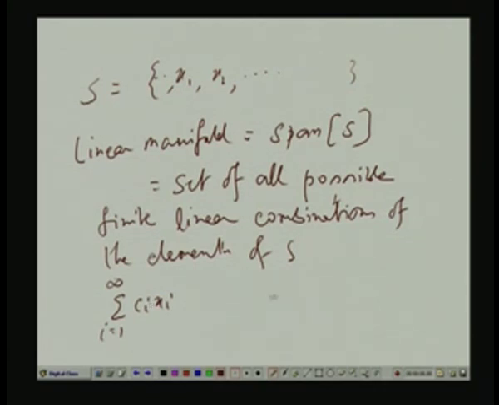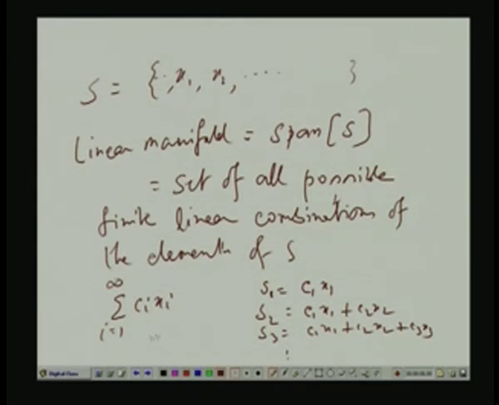The way we write it is, we write some finite sums: S1, you take c1 x1; S2, take the first two terms, c1 x1 plus c2 x2; S3, that is c1 x1 plus c2 x2 plus c3 x3, and so on. You see S1, S2, S3, they are all finite linear combinations of the elements of S. So, S1, S2, S3, S4, they all belong to the linear manifold. Okay. And what is the limit of this sequence S1, S2, S3, S4?